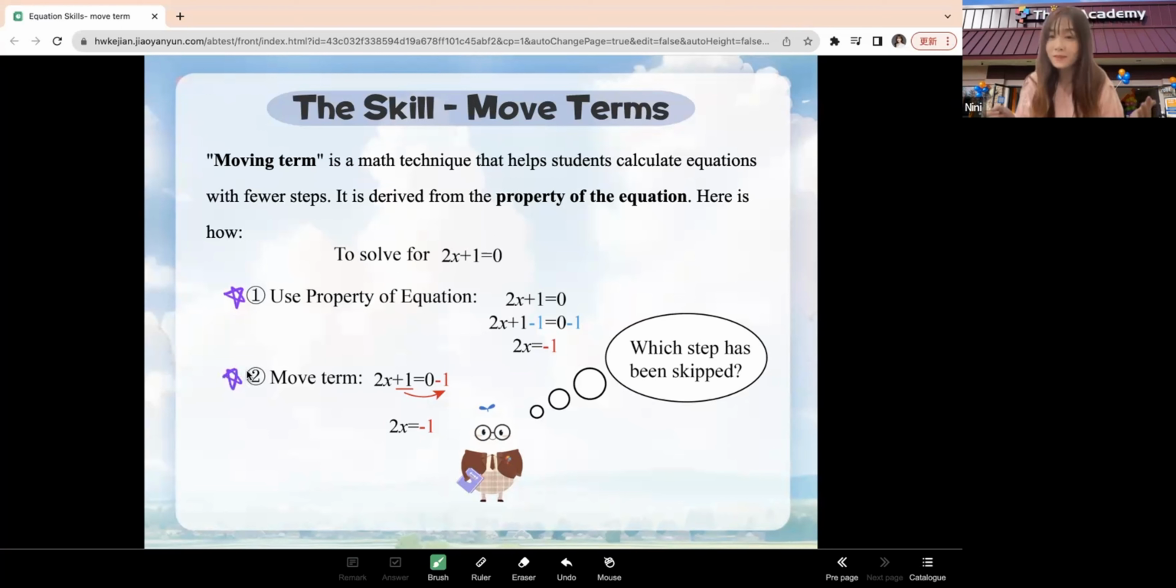As we move the terms, the key thing is to not forget to flip the sign as the term betrays its original team. Okay, so that's going to be all for today.